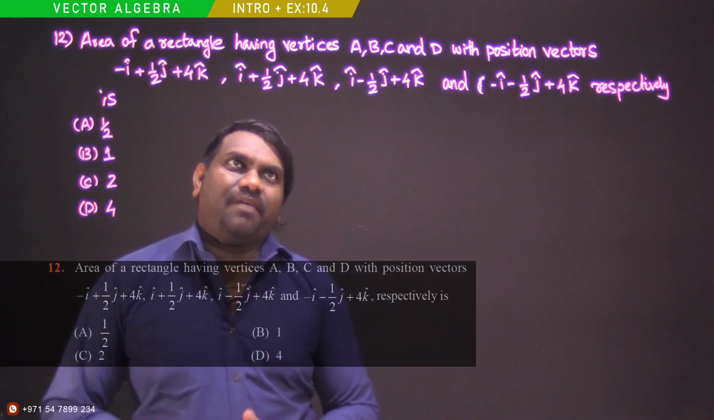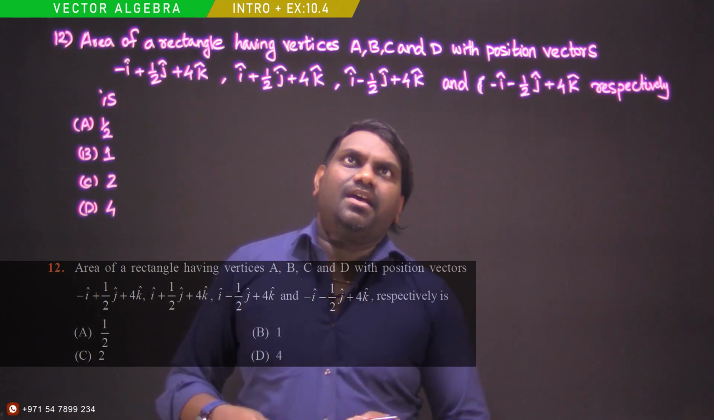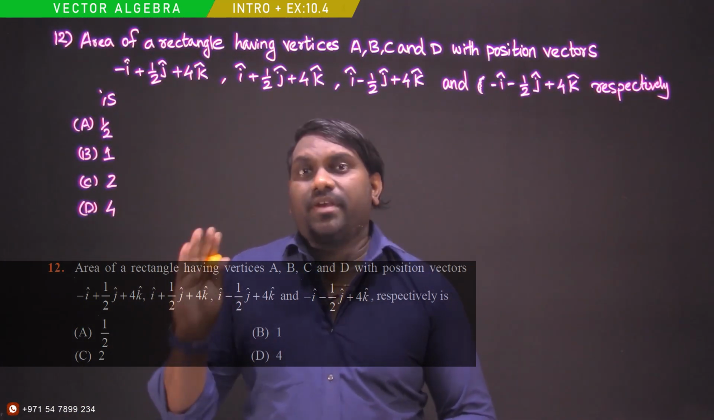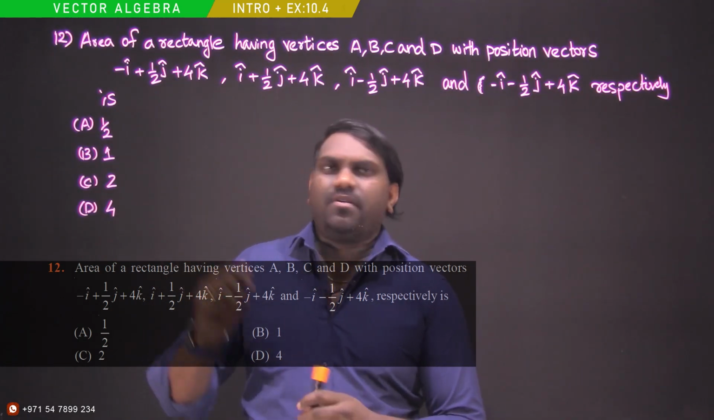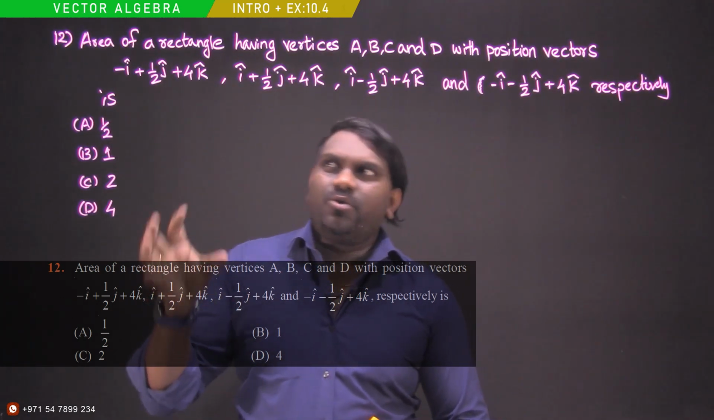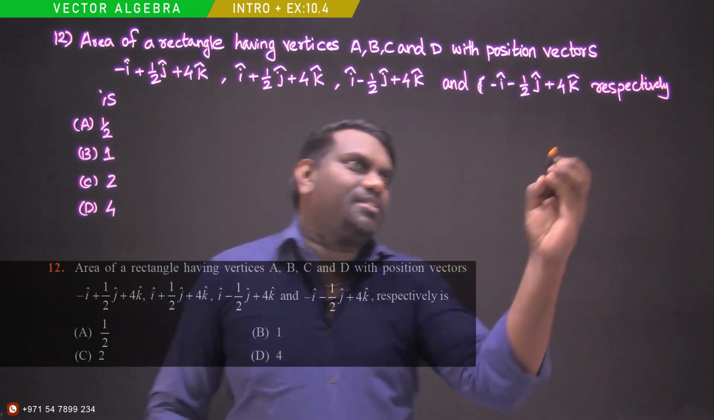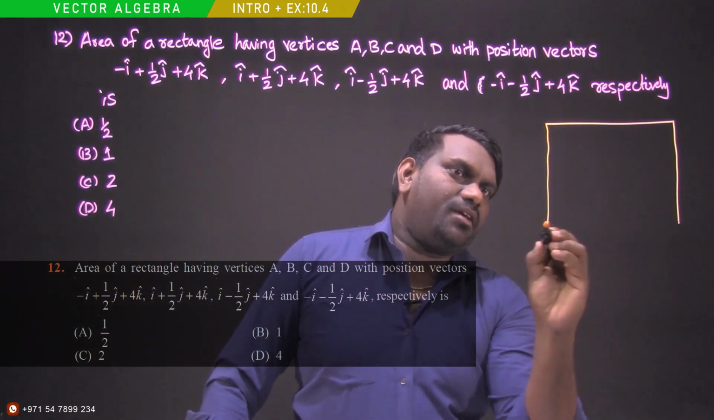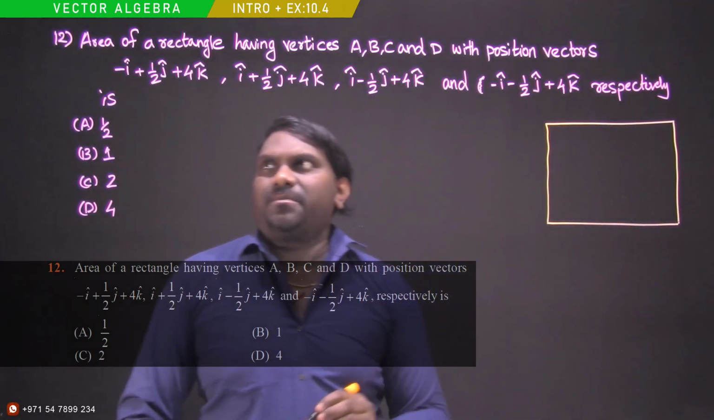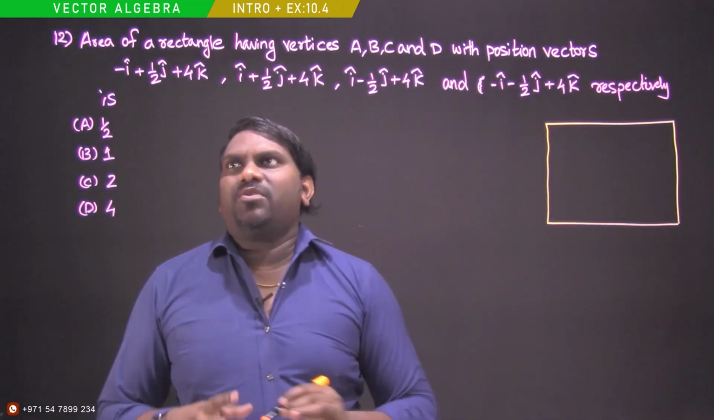Area of the rectangle having the vertices A, B, C and D with the position vectors given respectively is. So a position vector of a rectangle is given. Okay, let's try to draw a rectangle, and then you will get a clearer idea about it.